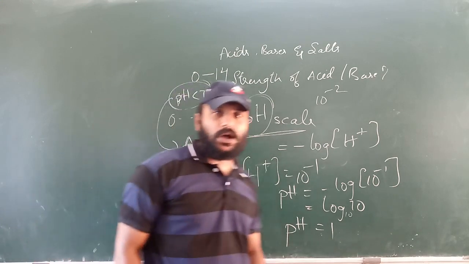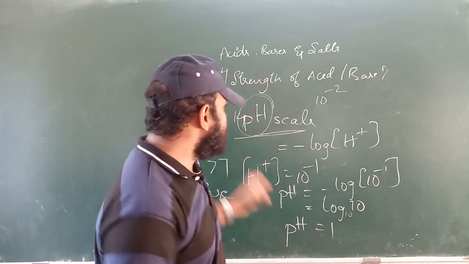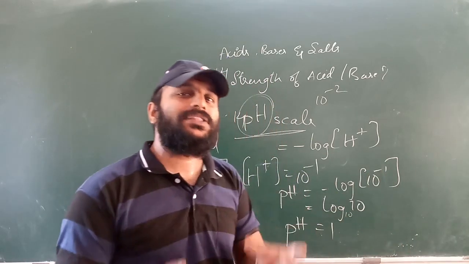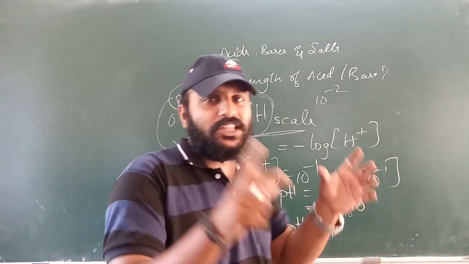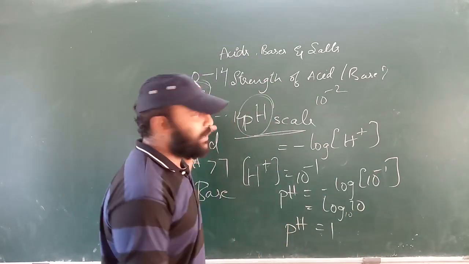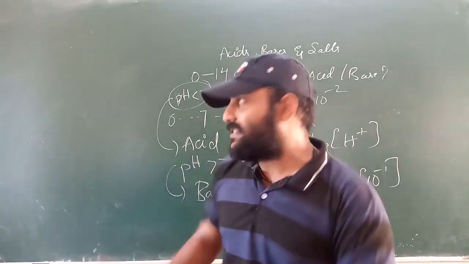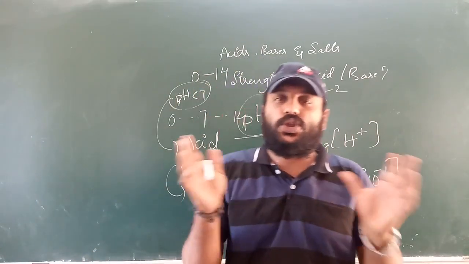Understood how this pH scale will work out? The pH scale is nothing but the negative logarithm of hydronium ions. It tells about the concentration of H plus ions in the solution. The pH scale ranges from 0 to 14. If the pH value is less than 7, we will say that the solution is acidic.